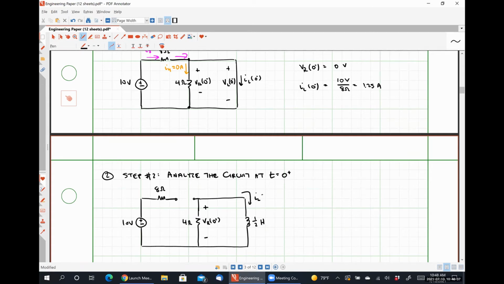And here is our inductor current IL at 0 plus. And we need to determine those two quantities, VR at 0 plus and IL at 0 plus. Does anybody have any thoughts on what either of these might be?